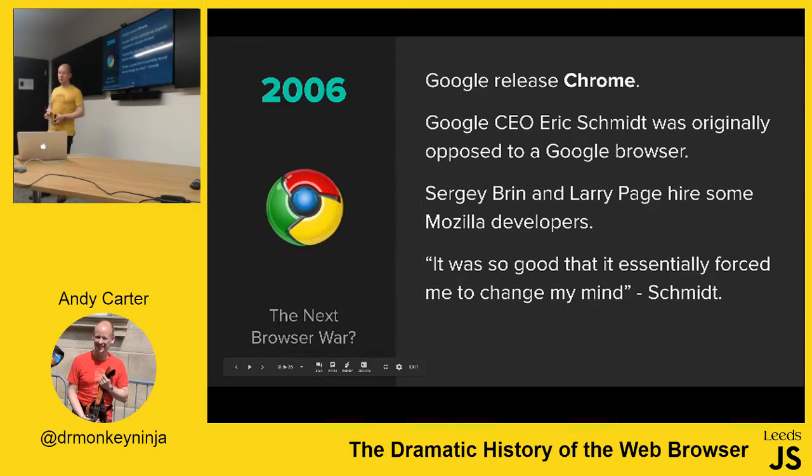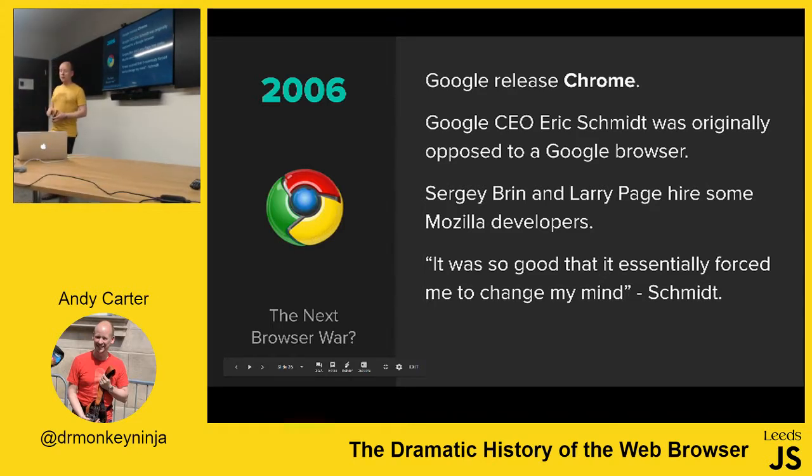Now, to start with, Eric Schmidt, the CEO of Google, was originally opposed to the idea of a Google browser. He had witnessed the fiercely fought battle between Microsoft and Netscape in the first browser war, and he believed that Google was too small and too young a company to mess up in it. It could have just sunk their company.